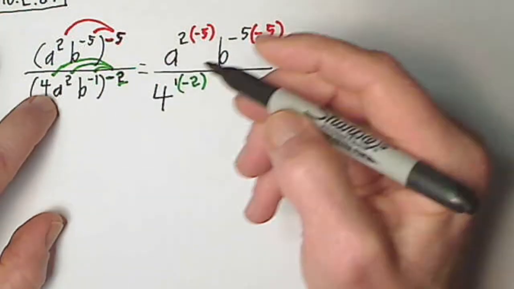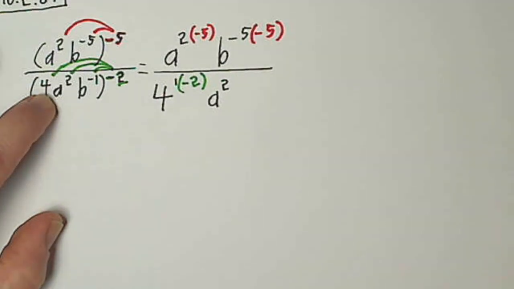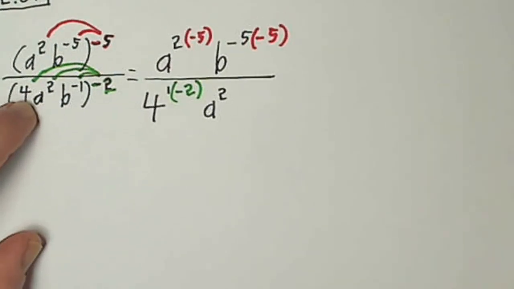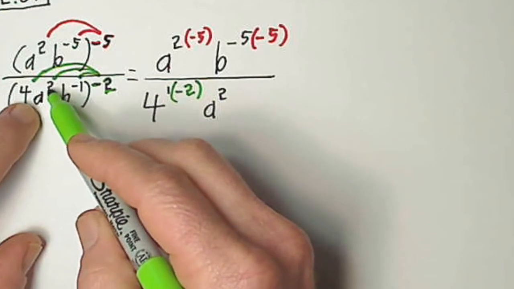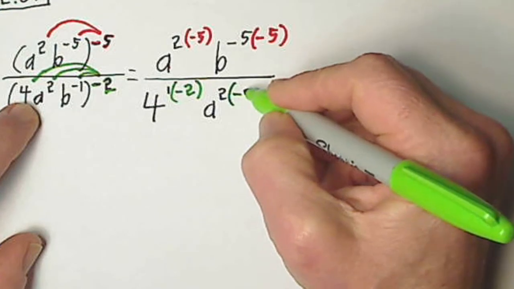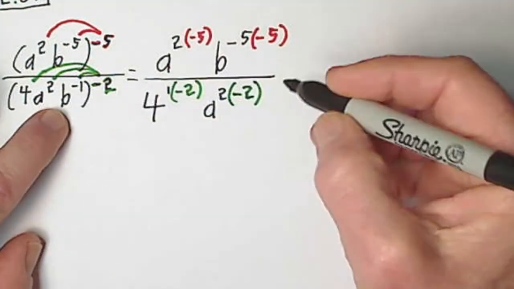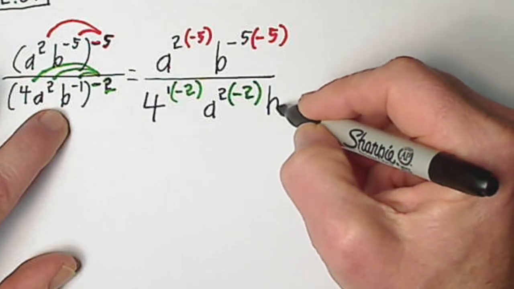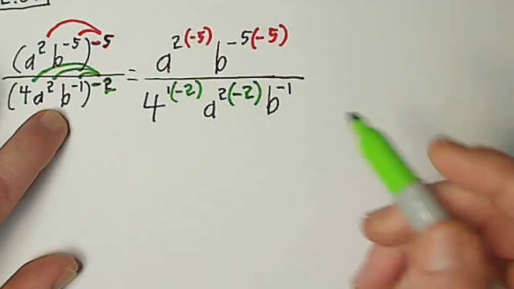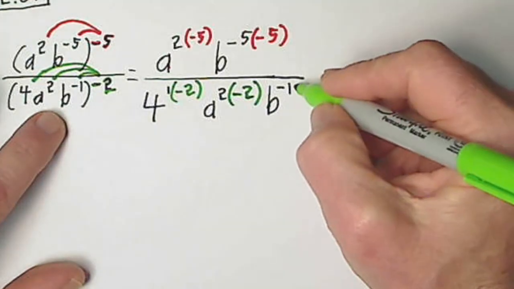Then we have a to the second power. And we're going to, I might just zoom in again. We're going to multiply this 2 by this negative 2. Okay. And then let's see, we have b to the negative 1. Bring that over. And we're going to multiply b to the negative 1 by negative 2.